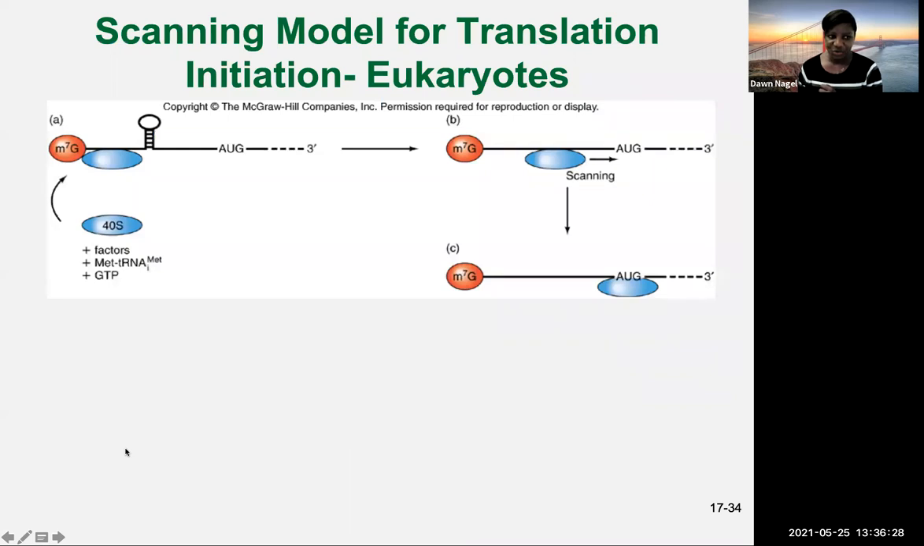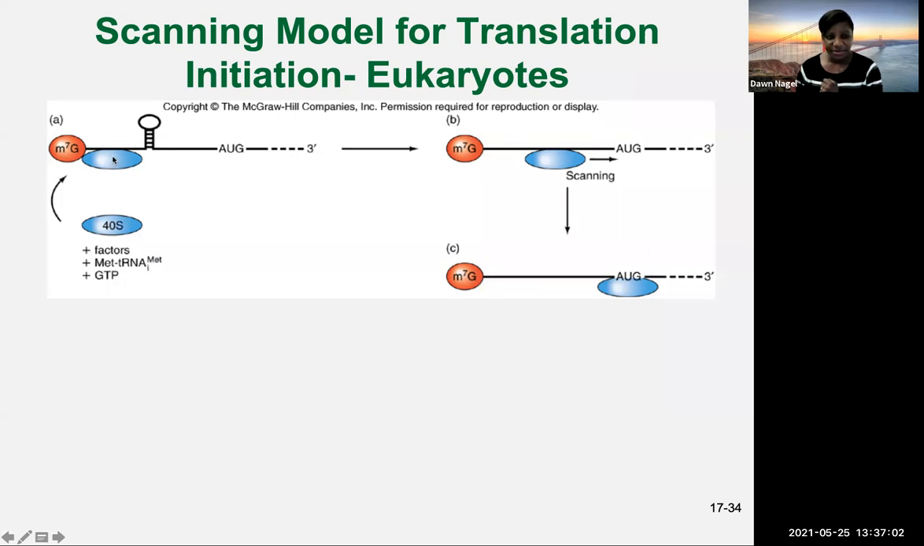The way this works is that you have your messenger RNA. This is eukaryotes now we're talking about. You have that 5' cap, with just a guanine that's been modified with a methyl group. The 40S subunit is the small subunit for eukaryotes. You also have this group of initiation factors, your aminoacyl tRNA, and GTP, which is also required for this process.